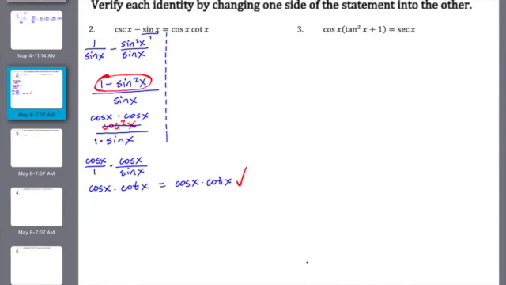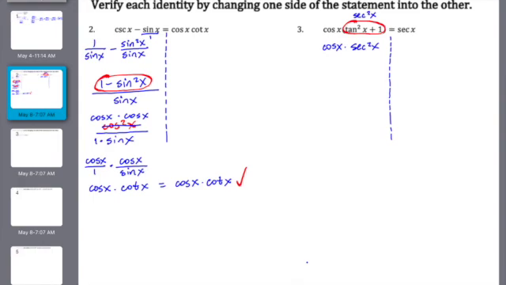Okay, let's look at another one of those, number 3 here. Right off the bat, we have a Pythagorean identity. Tangent squared x plus 1 can be replaced with secant squared x. So we're going to start with that. So cosine x times secant squared x. And again, we're only going to deal with the left-hand side of this equation. So don't do anything with the secant x on the right-hand side.